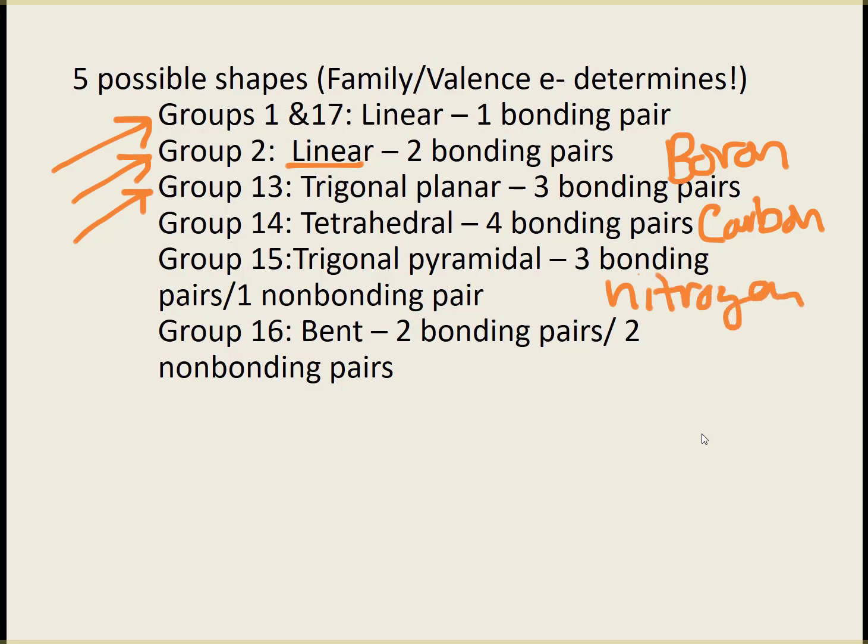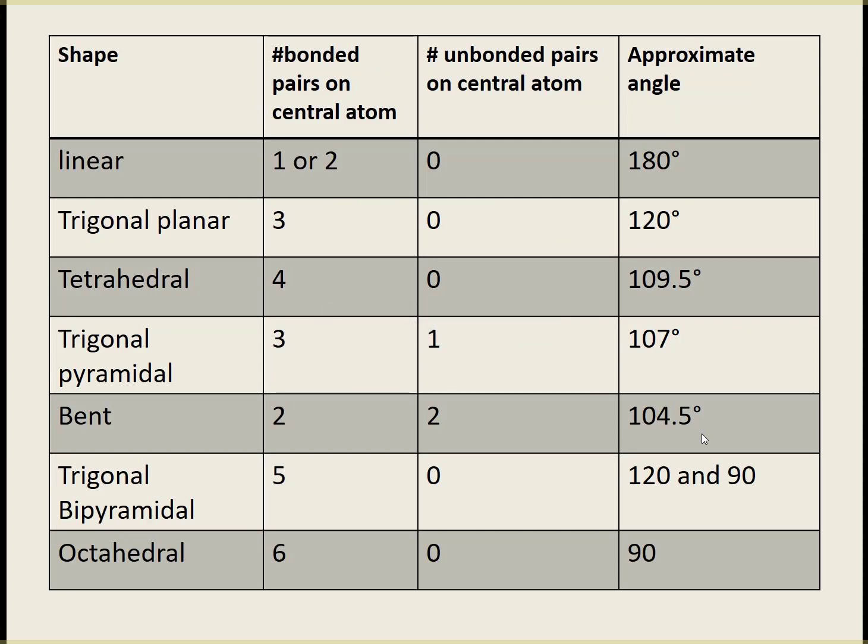Again, trigonal pyramidal, it's a variation of the tetrahedral. We've just taken off 1 bond and put in an unbonded pair. And then we have bent, 2 bonding pairs and 2 non-bonding pairs. That's the oxygen family. Here's a chart that sums up the approximate angle. Again, on the AP test, there will be a range that's correct. So just pick a number and then hope you're within the range.